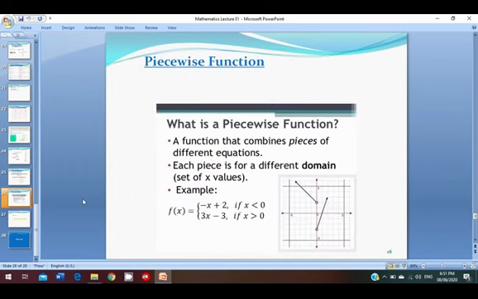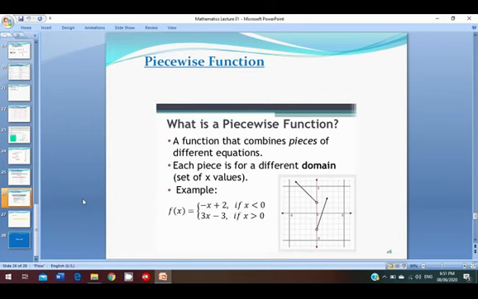Piecewise function. What is a piecewise function? A function that combines pieces of different equations. You can see the example where we have two different types of equations. Minus x plus 2 is one equation, and 3x minus 3 is our second equation.